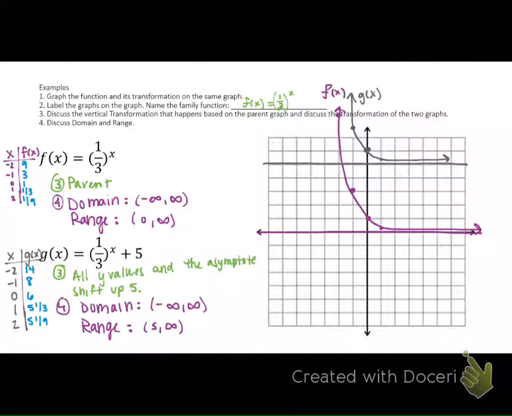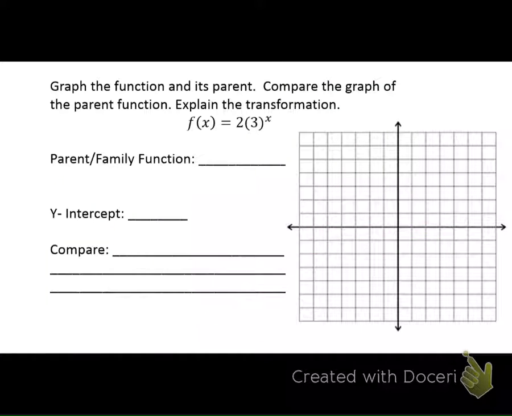Got to get through all of these notes still, so we have 11 minutes. So let's look at the next one here. Graph the function and its parent. So before we do that, what is the parent of this function? Can somebody tell me what the parent of this function would be?